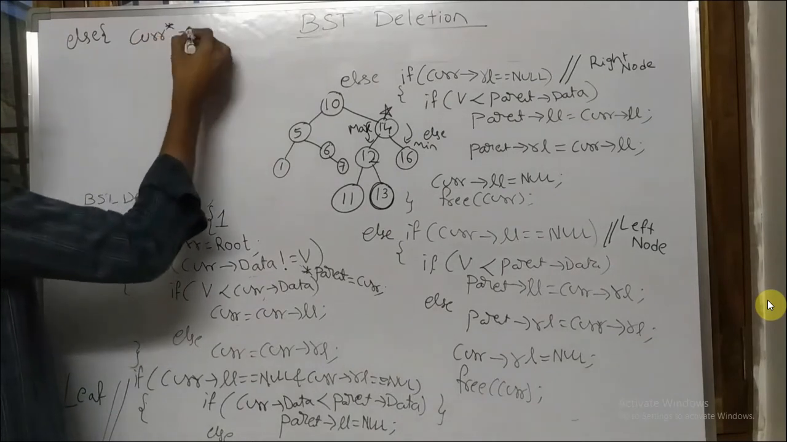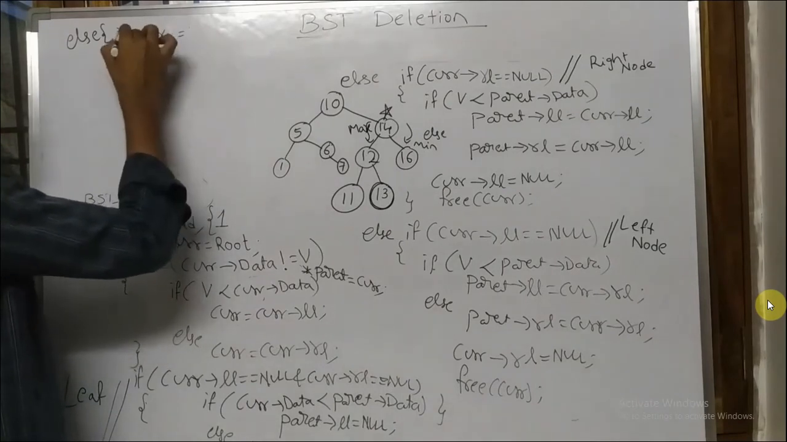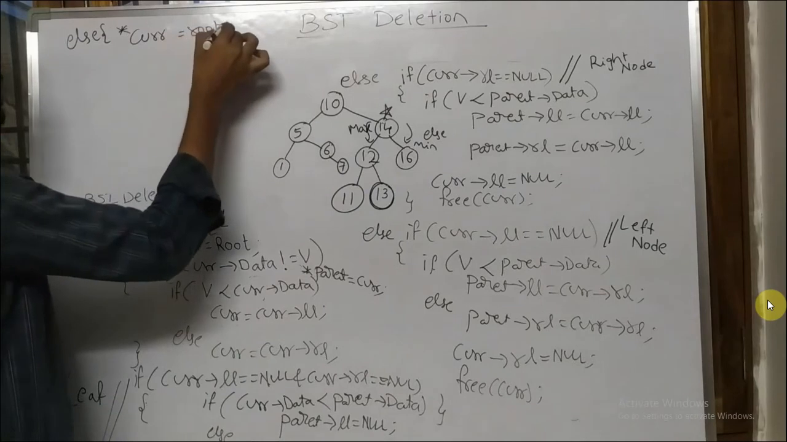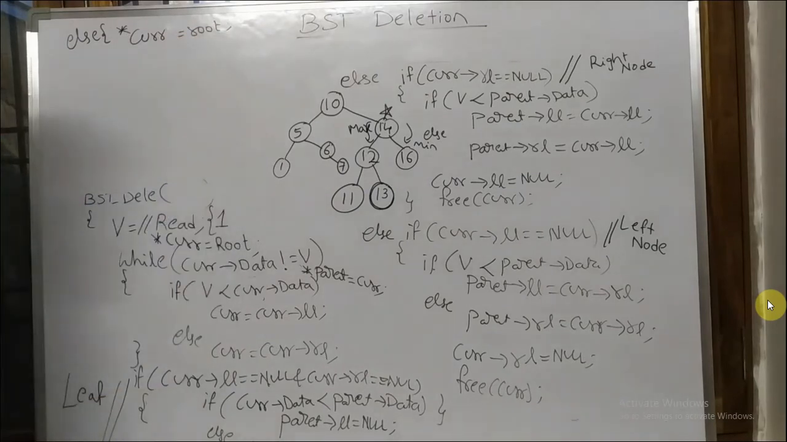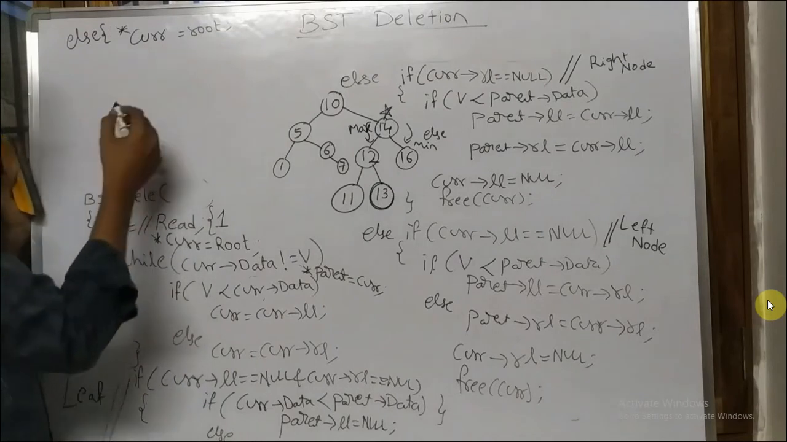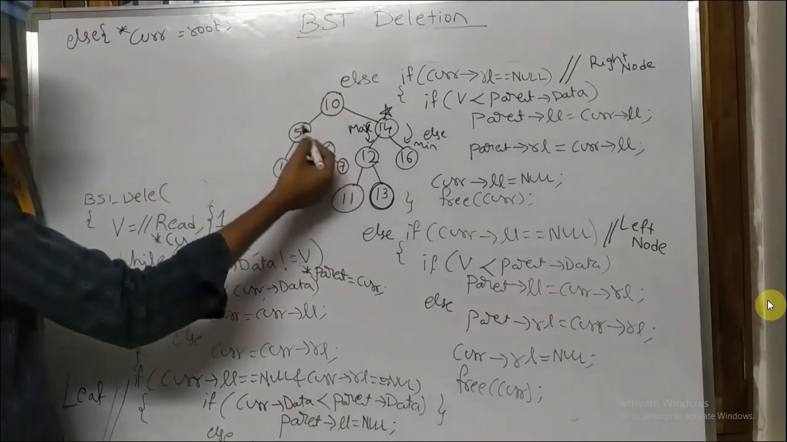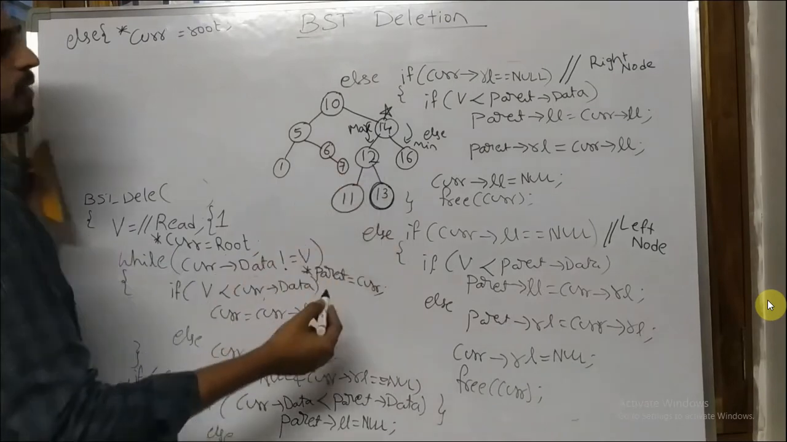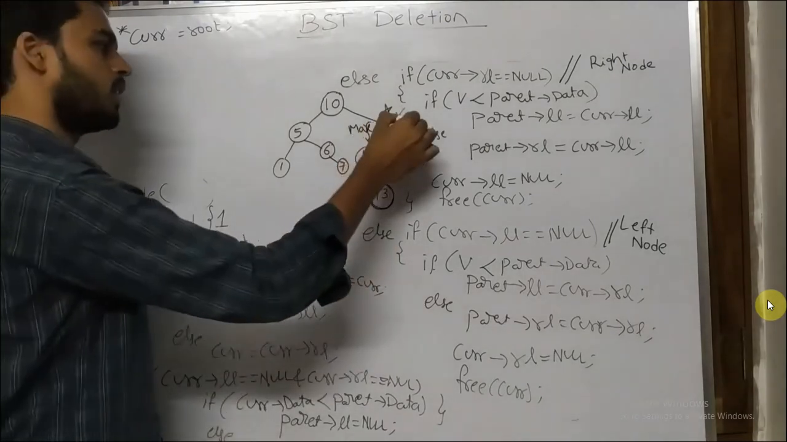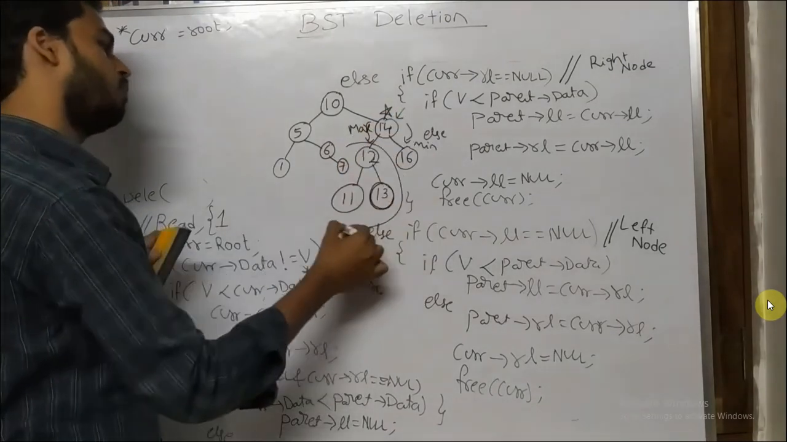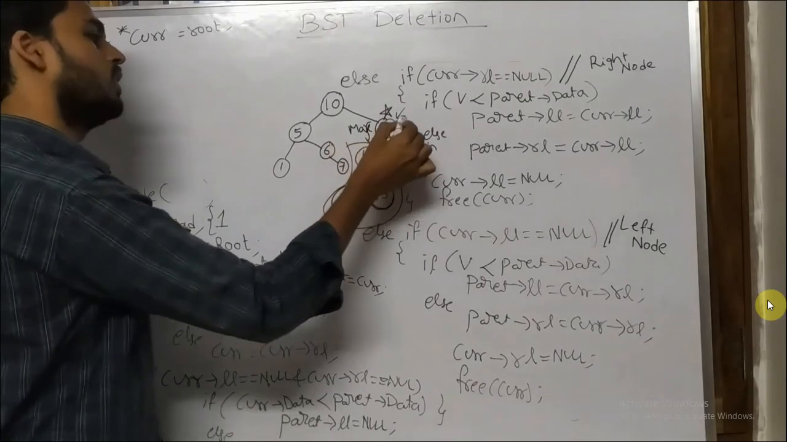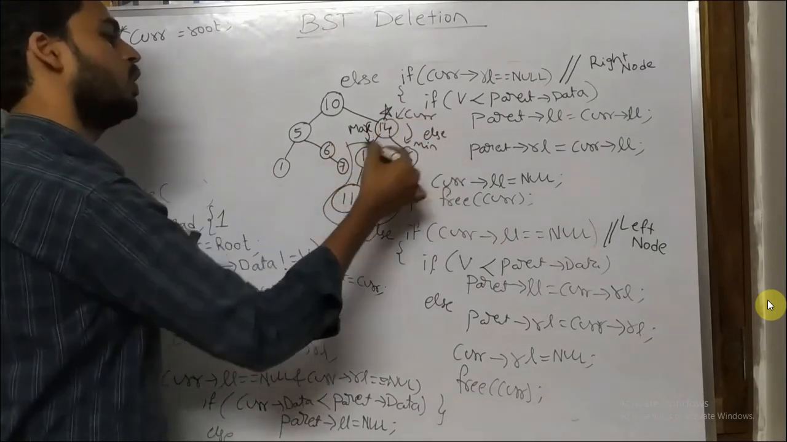This current contains the root address, right? Okay. Now, if I want to go to the left side, for example I am at this particular location, and this is the corresponding current pointer, right? So I need to go to the left side.